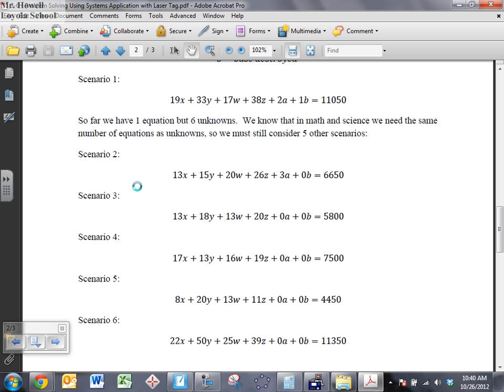Here's all 6 equations. The first one is right here. And after that, you don't have to write them down, guys. It's just to learn after what we're talking about. Here are the other 5 equations.